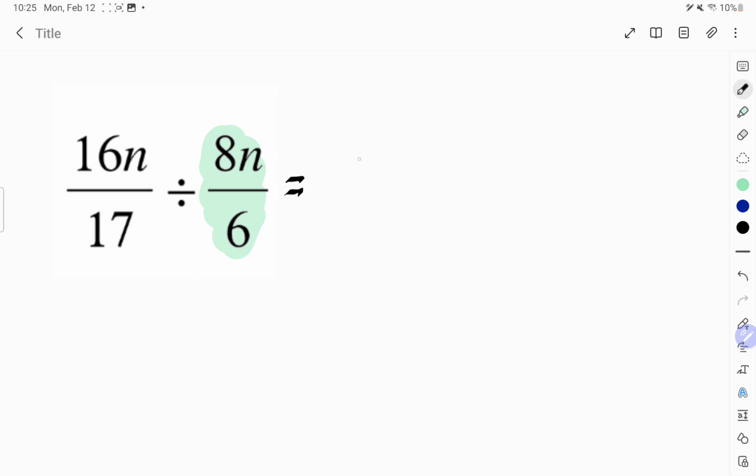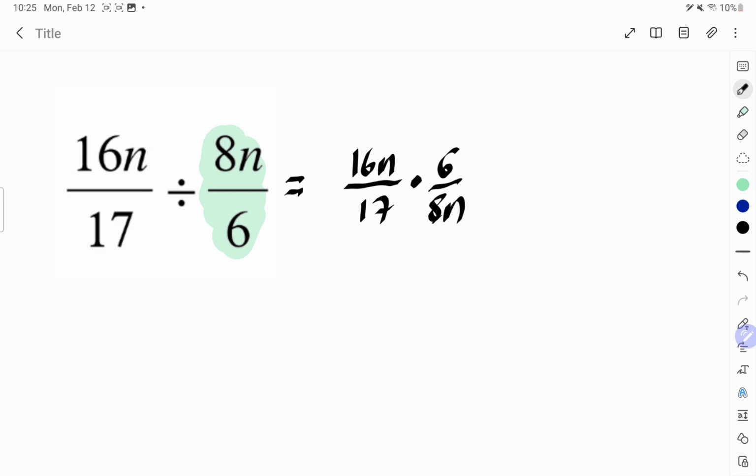So let's do that. I'm going to have 16 over 17, so the first fraction stays the same. Now the second fraction is going to change, and once we do the reciprocal, we're going to change the division to a multiplication sign. Now I'm going to have 6 over 8n. There we go, just like that.